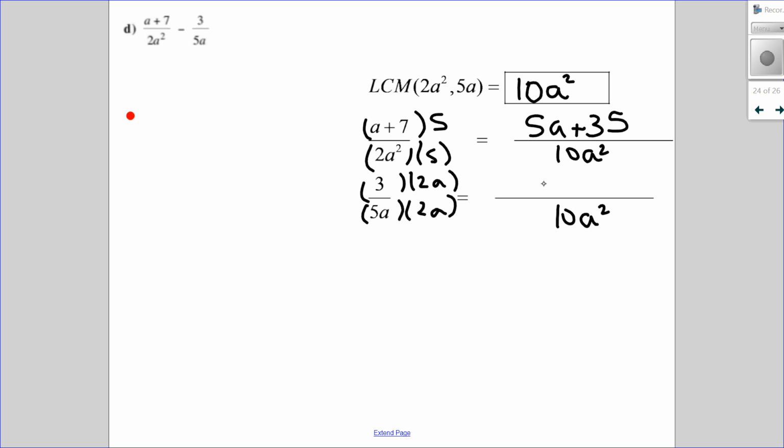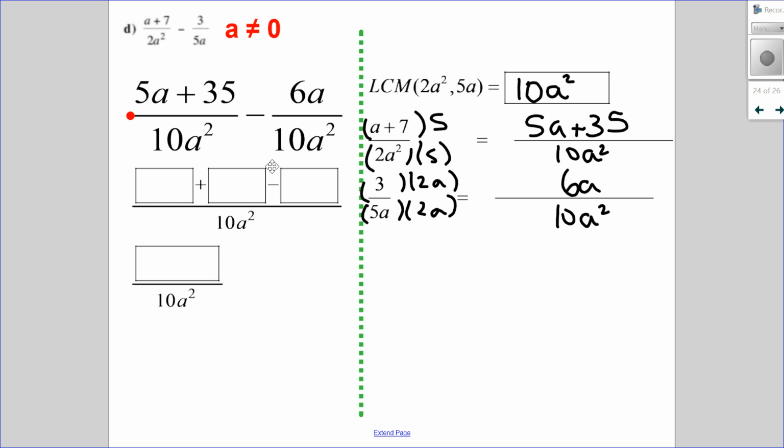So 3 times 2a is 6a. So I'm going to keep my denominator the same and add the numerators together. Because the denominator is a monomial, the restriction is a can't be 0. So I'm going to have 5a plus 35 take away 6a. So 5a take away 6a is a negative a. Add that on to 35.